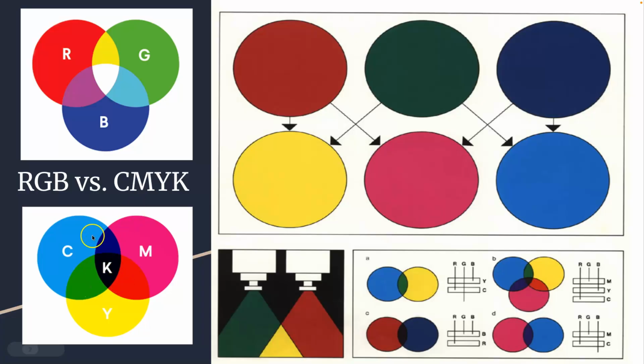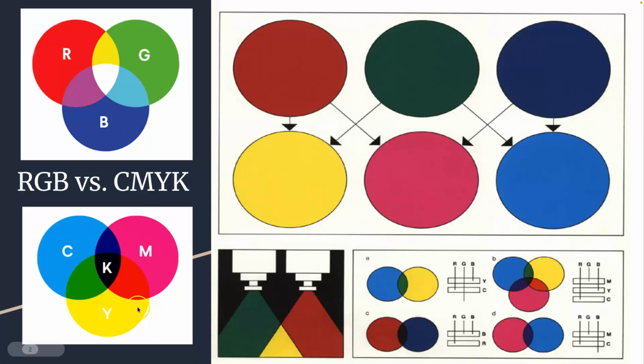And the pigment primaries, cyan, magenta, and yellow, are the light secondaries. So that's why we use cyan instead of blue. That's why we use magenta instead of red. They're actually different on the spectrum.